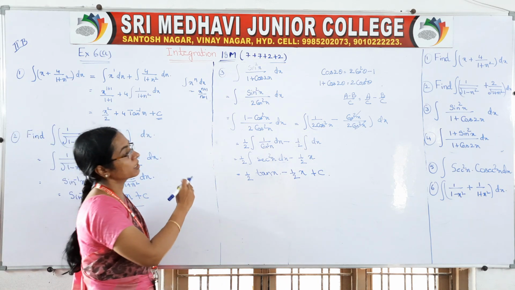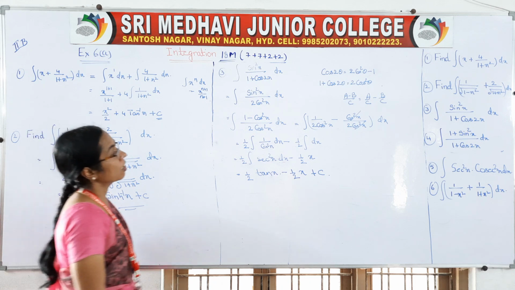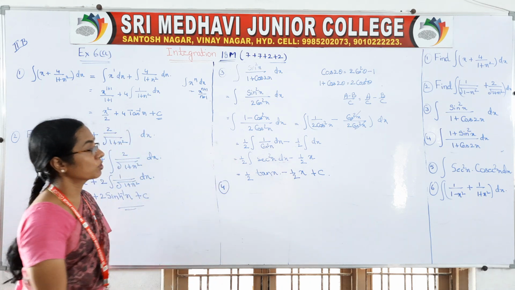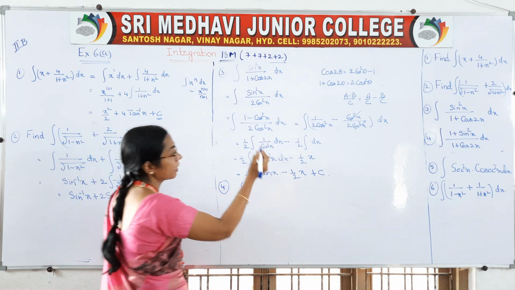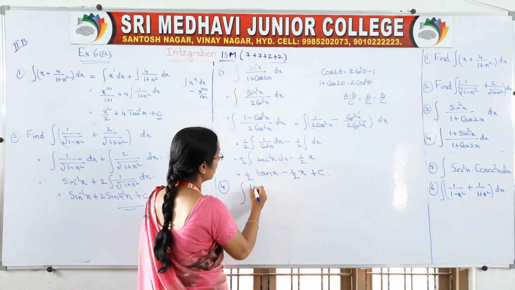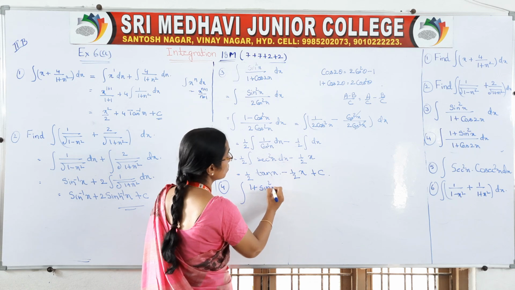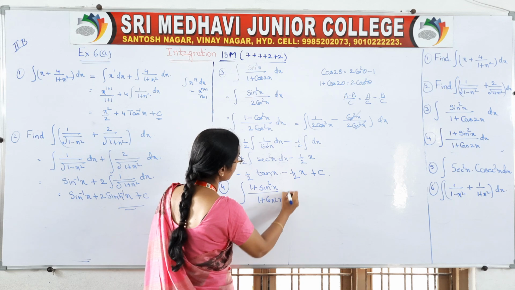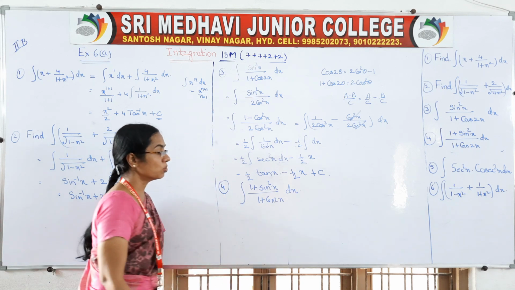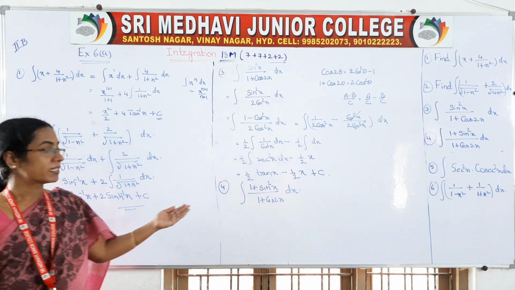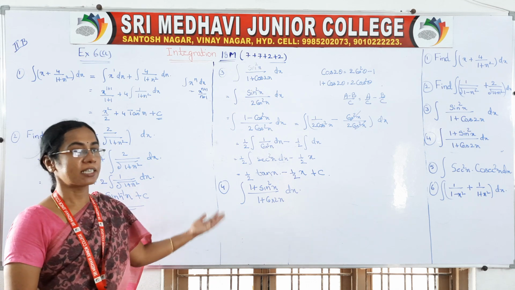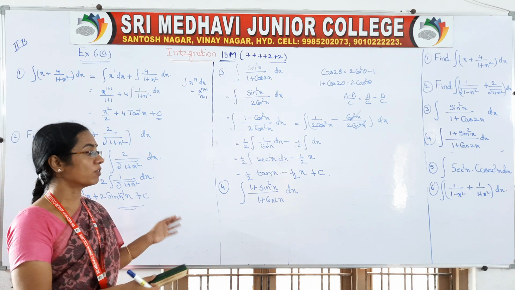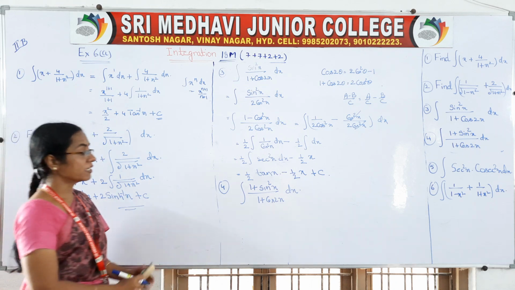So this is your third question. Now come to the fourth question. What is your fourth question? Find or evaluate the integral 1 plus sin square x by 1 plus cos 2x dx. Don't worry or get scared by seeing a problem like this. If it is not in our standard form, we will convert it into our standard form.